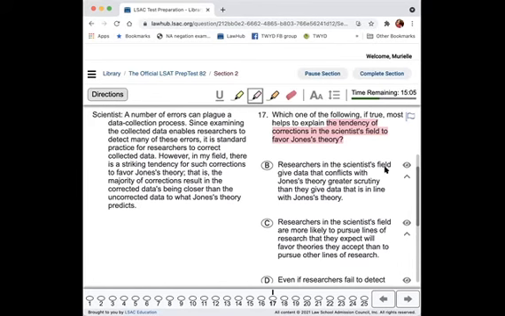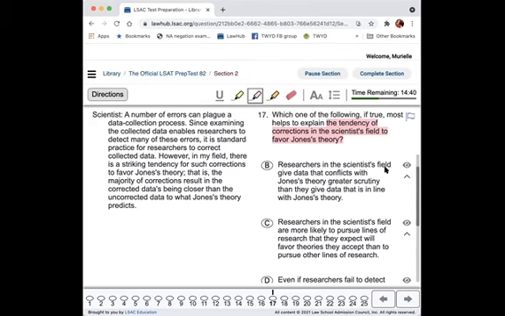So that's really interesting, right? That to me means that if the data conflicts with Jones's theory, then they are going to pay a lot more attention to it, and they're going to scrutinize it. So they're going to check it, right? They're going to actually check it for mistakes, right?